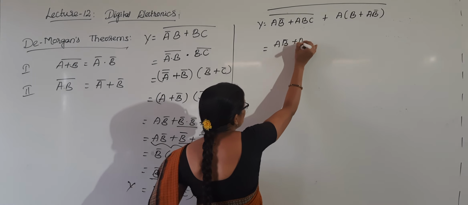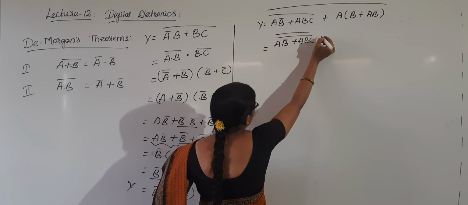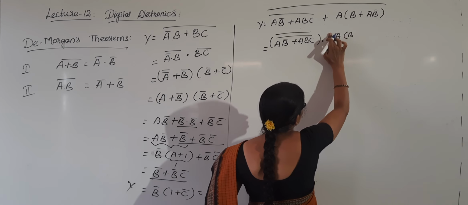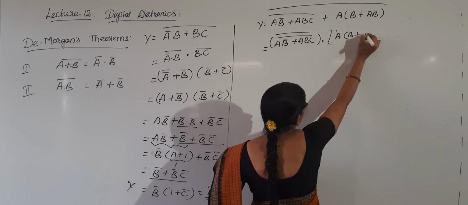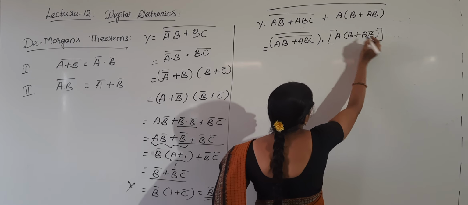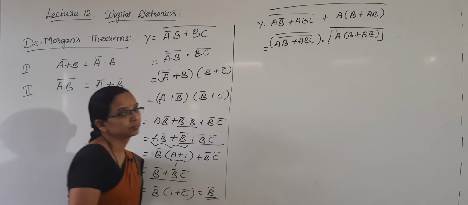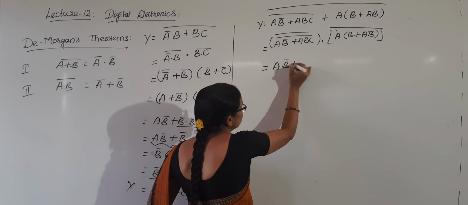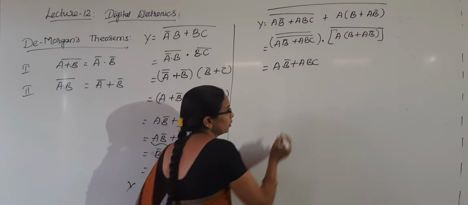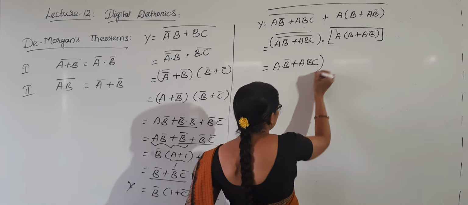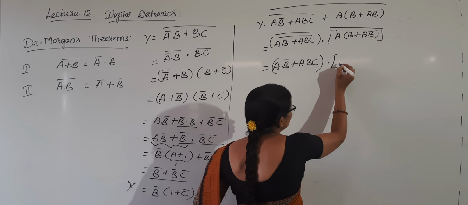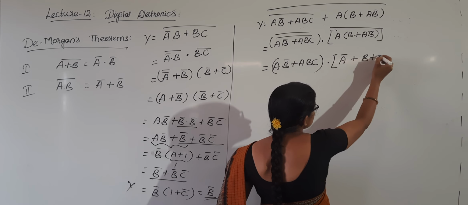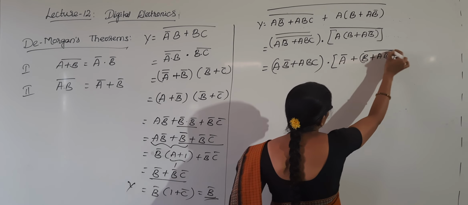A·B̄ plus (A·B·C) double bar into A into (B plus A·B̄) whole bar. This will be a double complement, and a double complement is the expression itself. So the A·B·C double complement will get cancelled. Here, Ā plus (B plus A·B̄) whole bar.